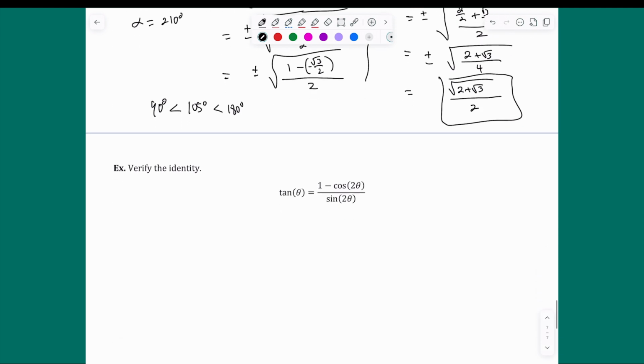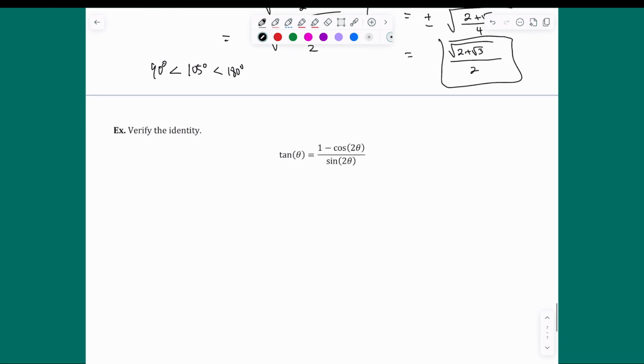Alright, let's take a look at an identity question here. So here we're asked to verify the identity: tangent of theta equals 1 minus cosine of 2 theta all over sine of 2 theta. For this case, we have a lot to work with on the right hand side. Let's go ahead and work with that side. And so we have 1 minus cosine of 2 theta all over sine of 2 theta.